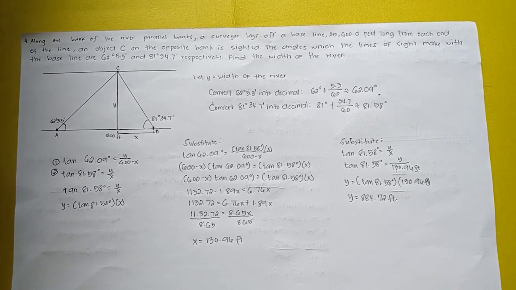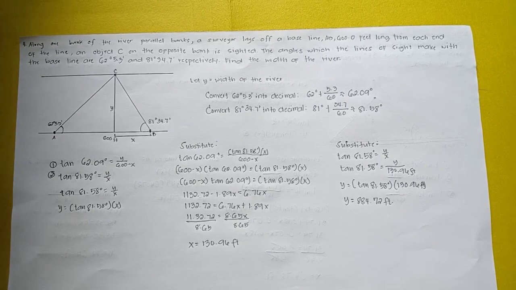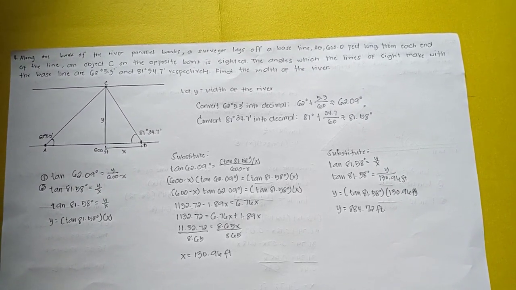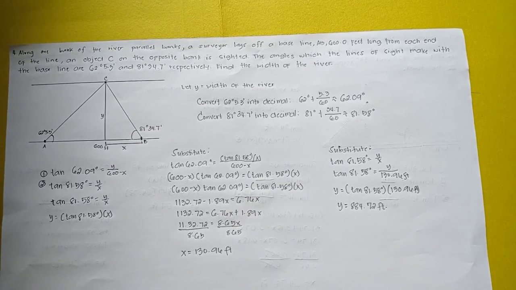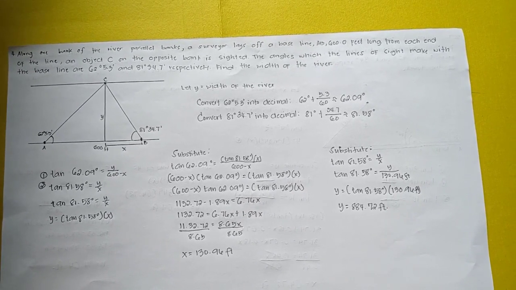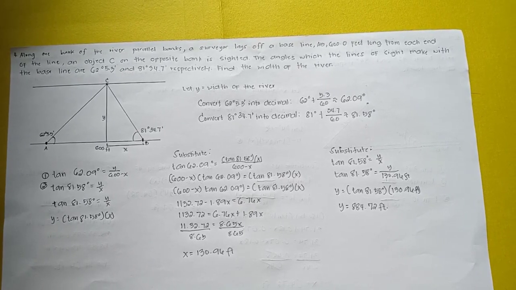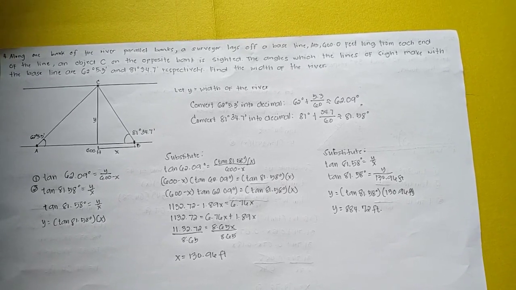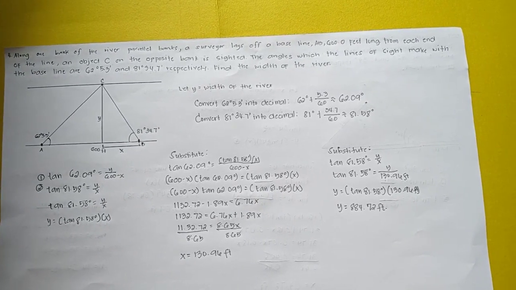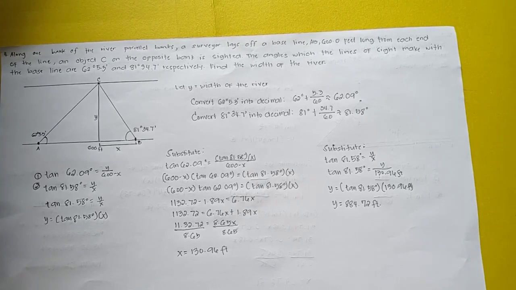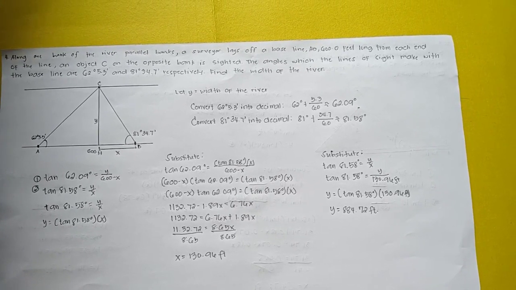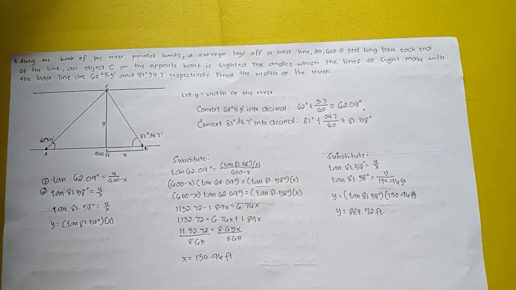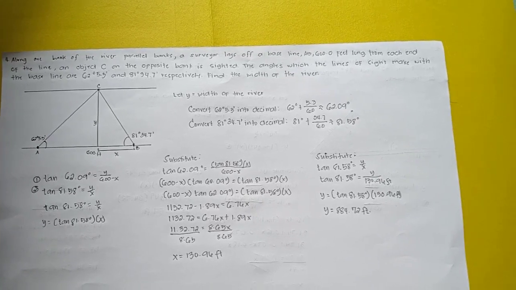Problem number 4. Along one bank of the river, parallel banks, a surveyor lays off a baseline AB 600 feet long. From each end of the line, an object C on the opposite bank is sighted. The angles which the lines of sight make with the baseline are 62 degrees 5.3 minutes and 81 degrees 34.7 minutes respectively. Find the width of the river.